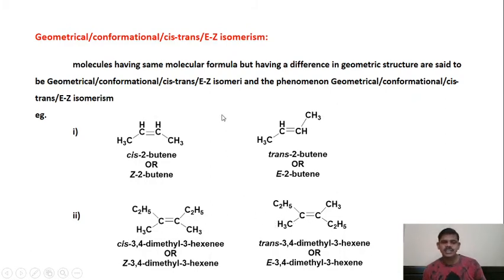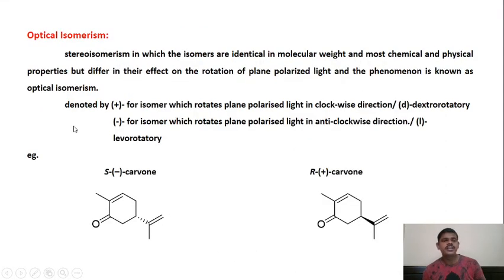This comes under the class of geometrical or conformational or cis-trans or EZ isomerism, which is a subtype of stereoisomerism. Now, optical isomerism: stereoisomerism in which isomers are identical in molecular weight and most chemical and physical properties, but differ in the effect on the rotation of plane polarized light, and the phenomenon is known as optical isomerism.